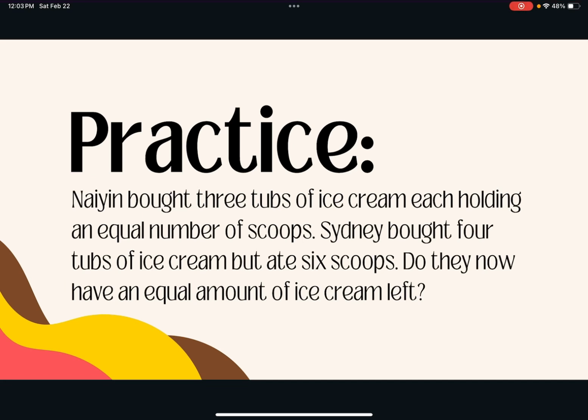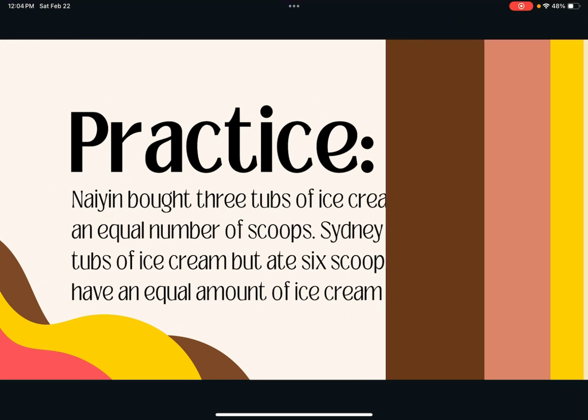Okay, now we gotta practice. Here, you can feel free to pause the video and see if you can work it out yourself. If not, or you're just along for the learning process, no worries, we can work it out together. Okay, Naeem bought 3 tubs of ice cream, each holding an equal number of scoops. Sydney bought 4 tubs of ice cream, but ate 6 scoops. Do they now have an equal amount of ice cream left? Okay, like I said, pause the video and see if you can do this yourself.